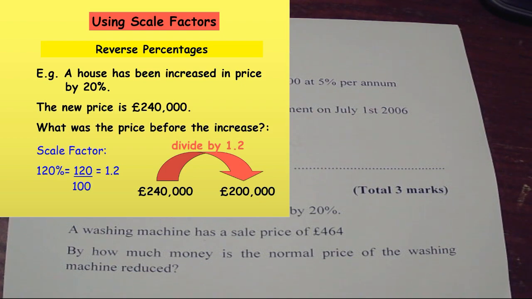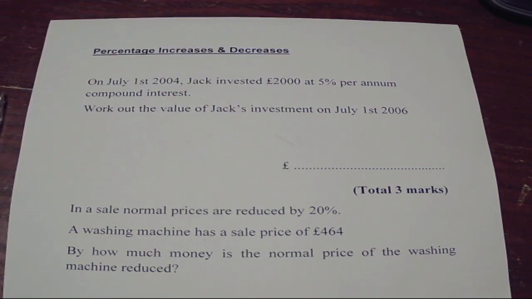Again, if you're thinking about that as a percentage, that's 120% of what you started with. So 1.2 is a scale factor in this case. Because you're doing the opposite of that scale factor increase, you take the amount of money you end with, the 240,000, and you divide by 1.2. So 240,000 divided by 1.2, you get 200,000. Let's look at a couple of exam questions now and show you that in action.